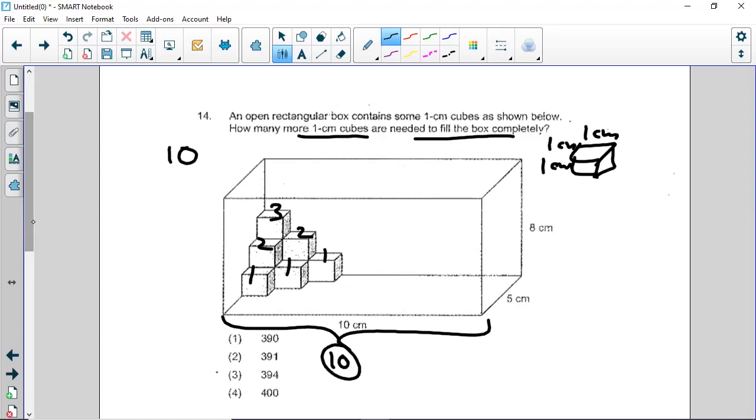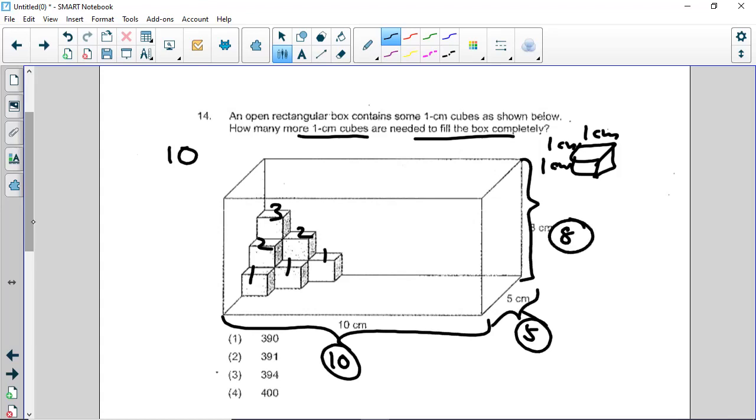And how about the breadth here? How many cubes can I put along the breadth? You take 5 cm, divide by one side of a small cube. You can put 5 cubes. 5 cm divided by 1 cm, you get 5. And how many cubes can I put along the height? You take 8 cm, divide by the height of one small cube, you can put 8.